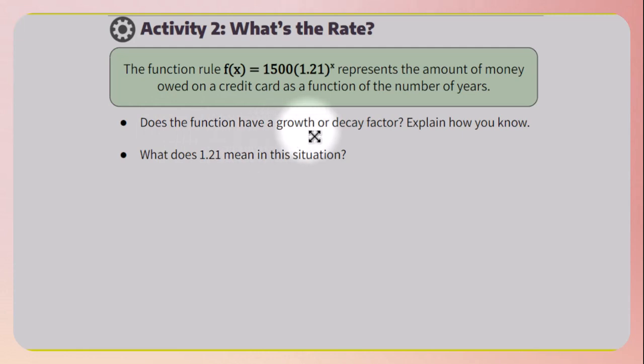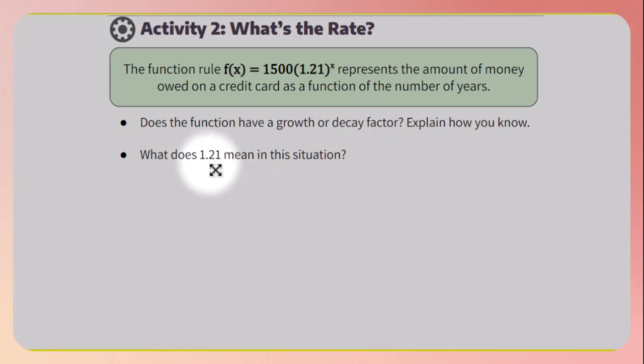Does the function have a growth or a decay factor? And explain how you know. So we're going to look at this b value. Is that number greater than 1? And the answer is yes. That indicates growth. If this was less than 1, that would indicate decay.